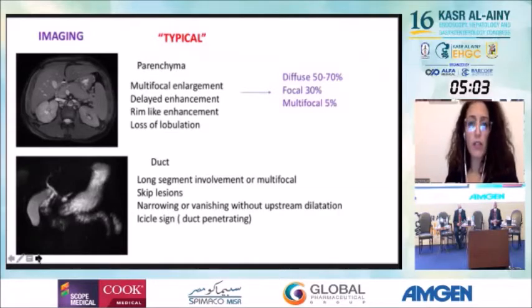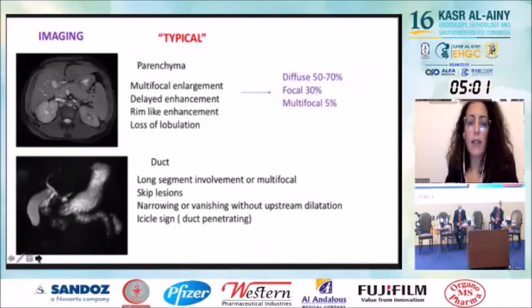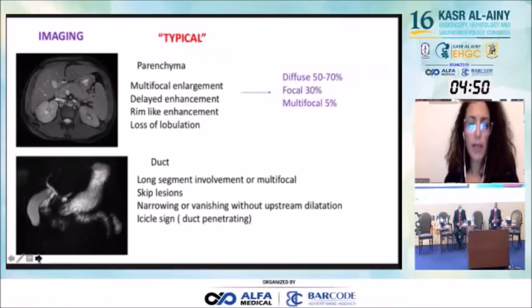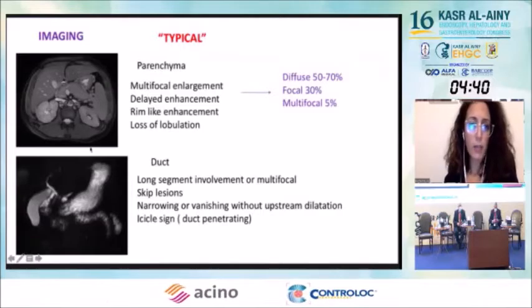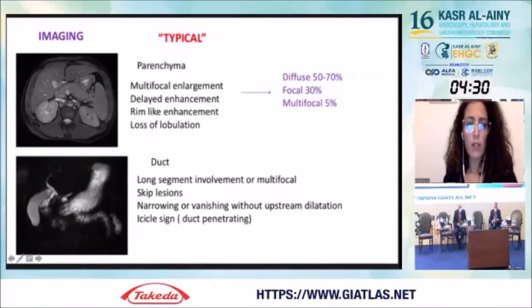Typically there is also a delayed enhancement, at a really delayed phase. It can also be patchy and focal enhancement in the early phase, but it increases with time, and it's a delayed enhancement at the end. There is the typical rim-like enhancement, which is edema around the gland, and we can see it in the picture here. The intensity is completely different around the gland. The loss of lobulation is also typical. All these findings we can see in our patient's MRI, and they are consistent with typical imaging of IgG4 pancreatitis.